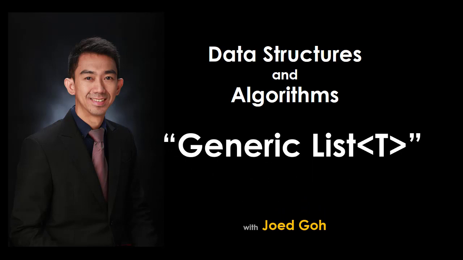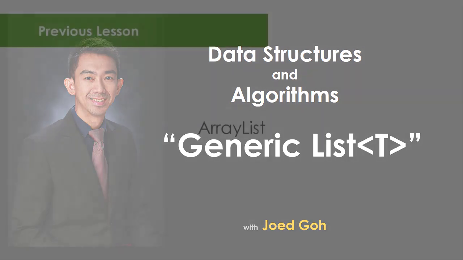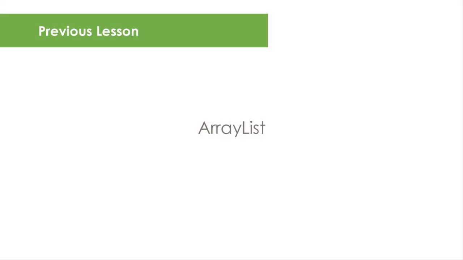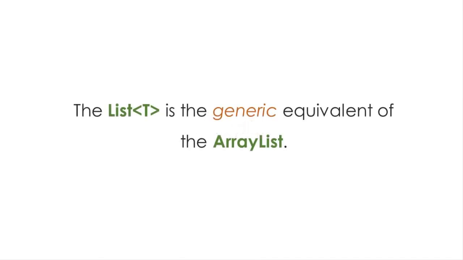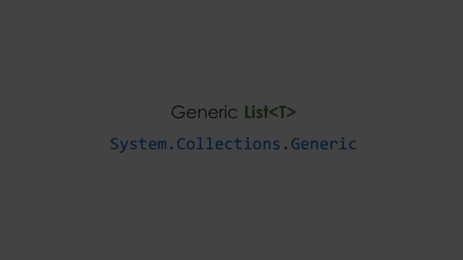In the previous lesson, we discussed the concept of ADT and we illustrated it using one of .NET's built-in ADTs to work with a collection of objects, the ArrayList. In this lesson, we are going to discuss its generic equivalent, a type-safe one which in most cases can perform better, the generic list.